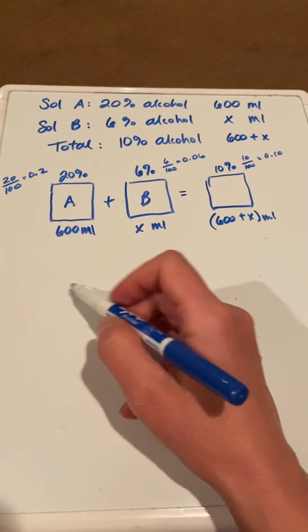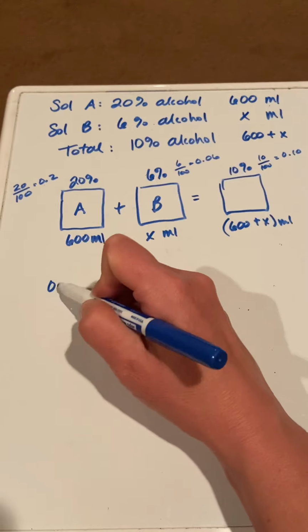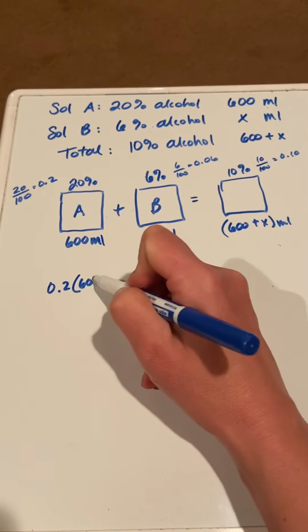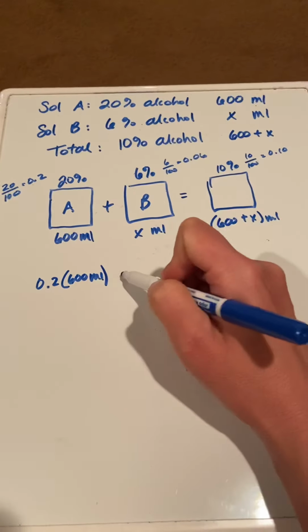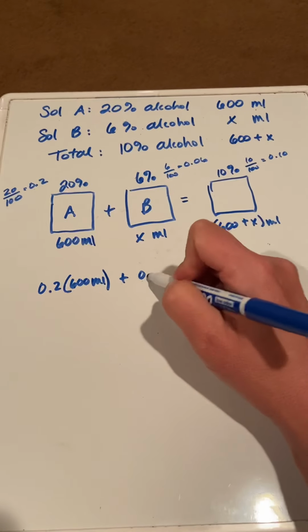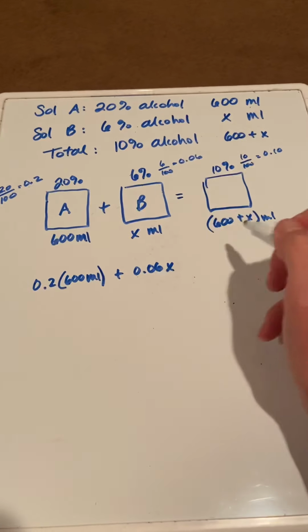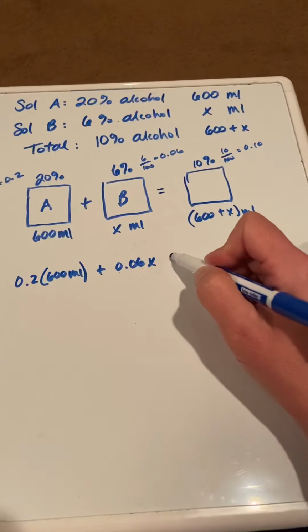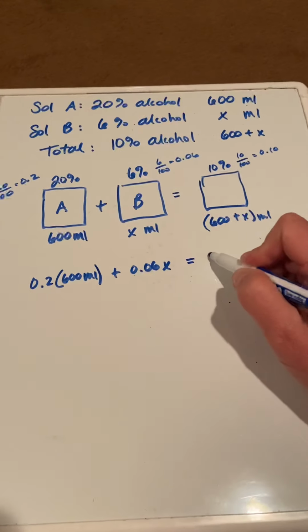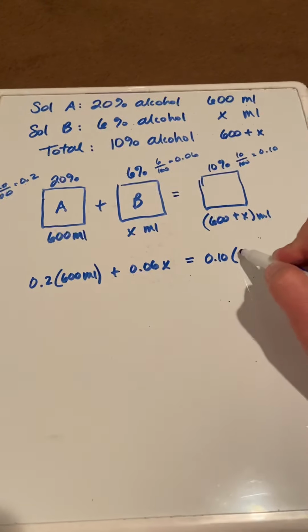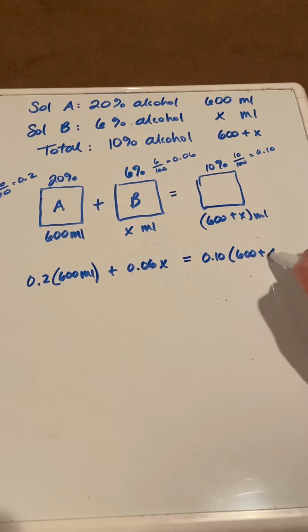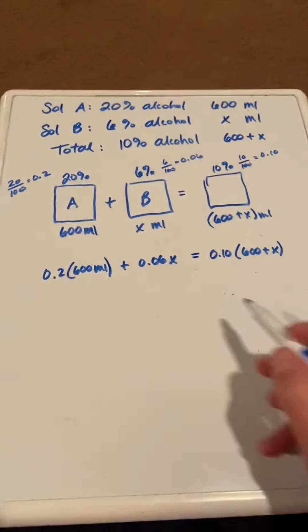So when we write this out in our equation, we'll have 0.2 of 600 milliliters plus 0.06 times X milliliters, and that's going to equal 0.10 times our 600 plus X milliliters.